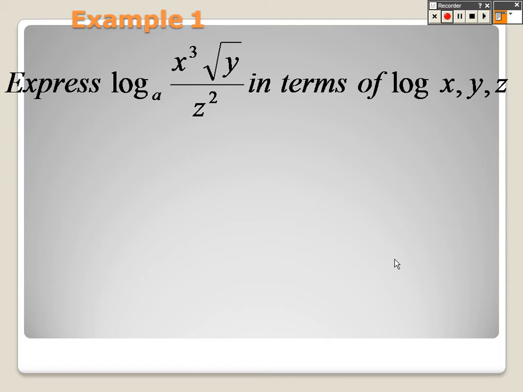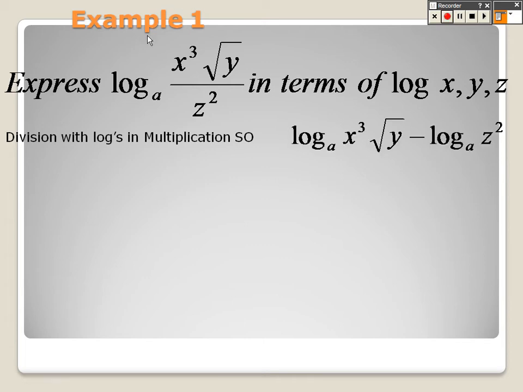So example 1, I know it looks crazy, but it's about doing this stuff step by step. So division with logs, in multiplication, right? So I have a division sign here. So that means I have to take whatever's on top and subtract whatever's on the bottom. So that's what I did. All that's on top, right there. All of that's on the bottom. So minus that.